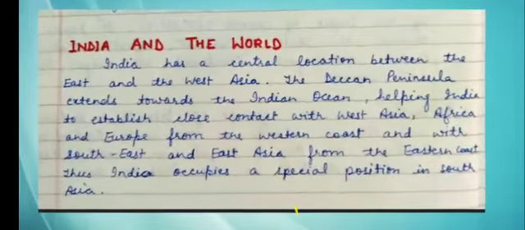Now let's talk about India and the world, the position of India in the world. India has a central location between the East and the West Asia. You have seen in the map, I have shown you on the world map. The Deccan Peninsula extends towards the Indian Ocean, helping India to establish close contact with West Asia, Africa and Europe from the western coast, and with Southeast and East Asia from the eastern coast.